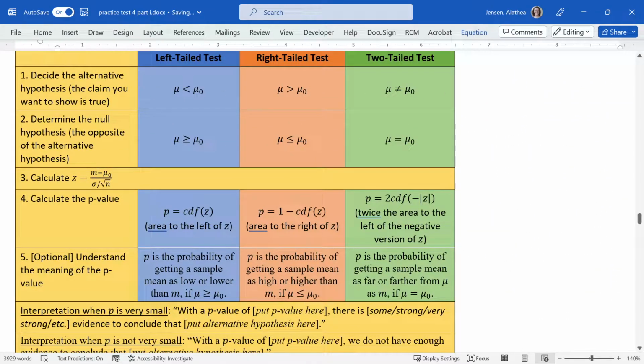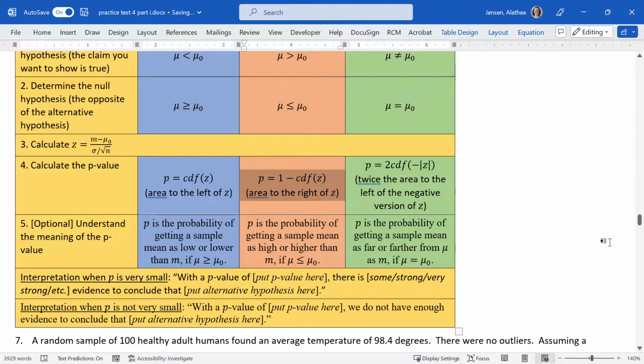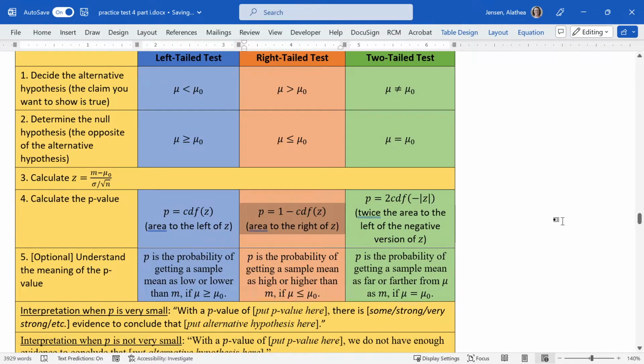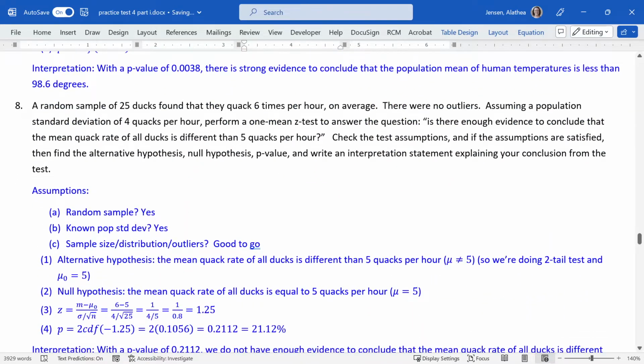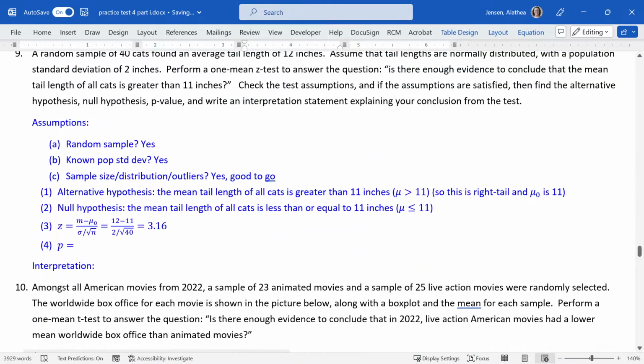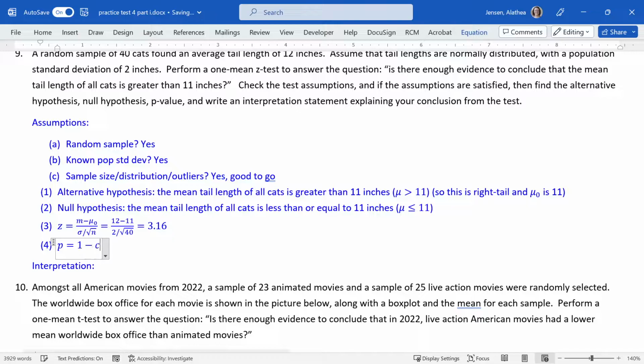And now for the p-value, let's make sure we do it the right way. So for a right tail test, to get p, you do 1 minus the CDF. So you look up the area in the table, and then you do 1 minus that. So that's for right tail. Okay, so we're going to do 1 minus CDF of 3.16.